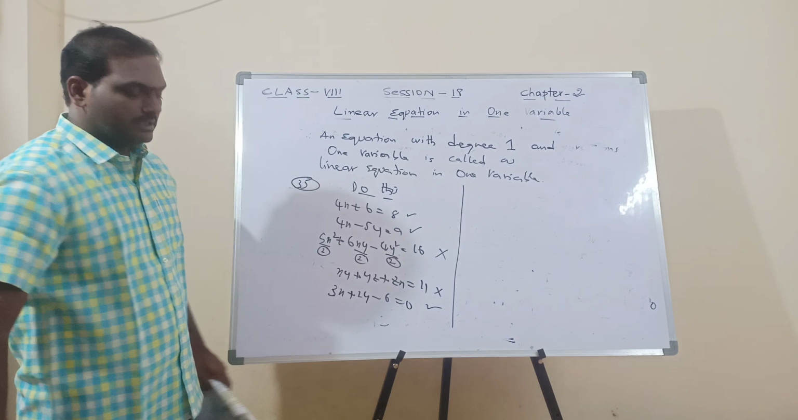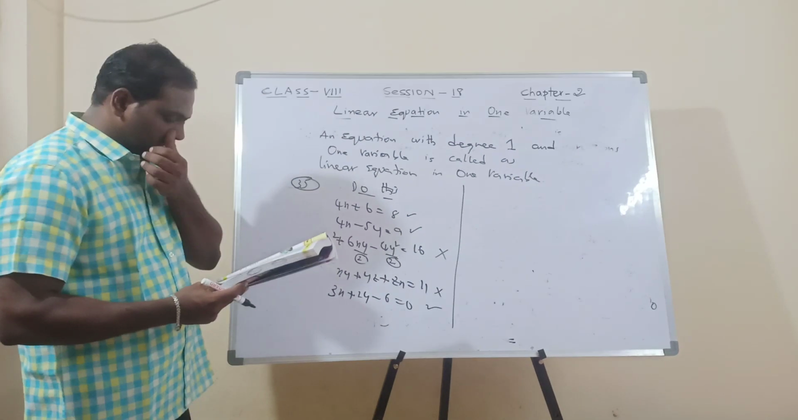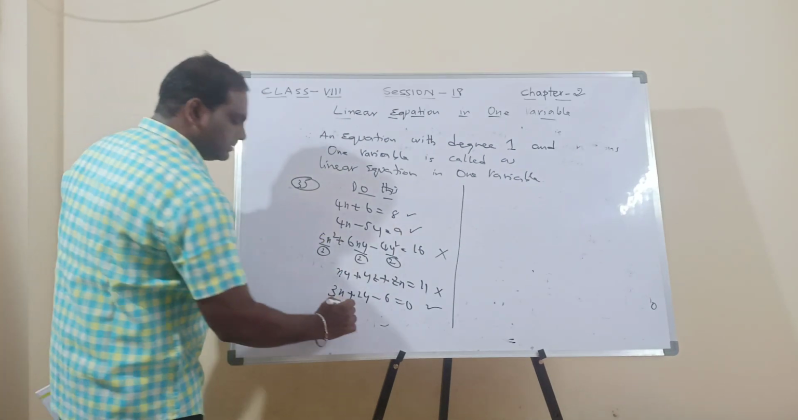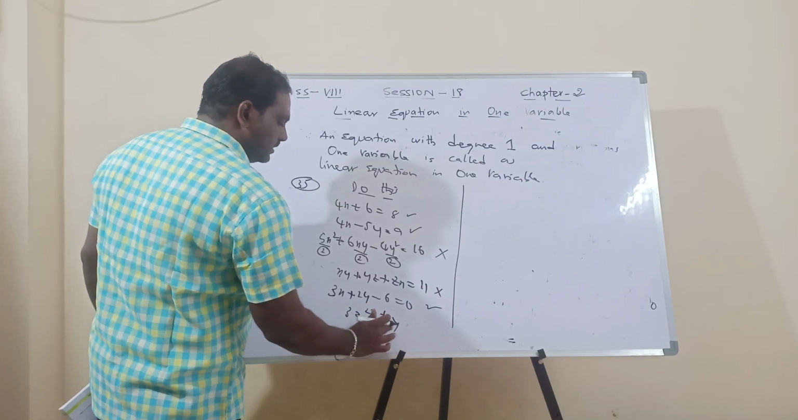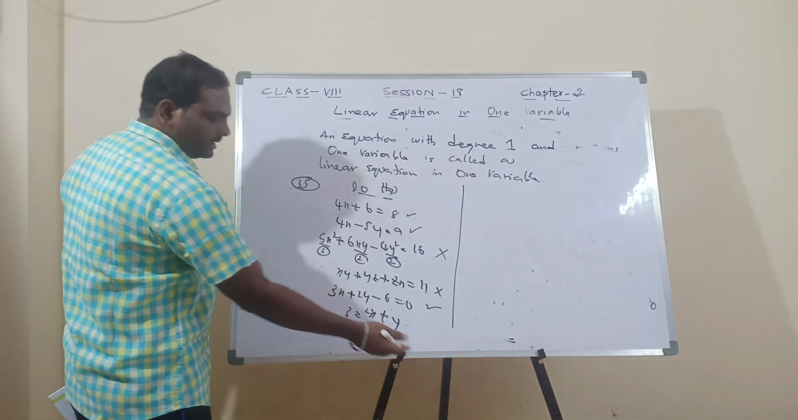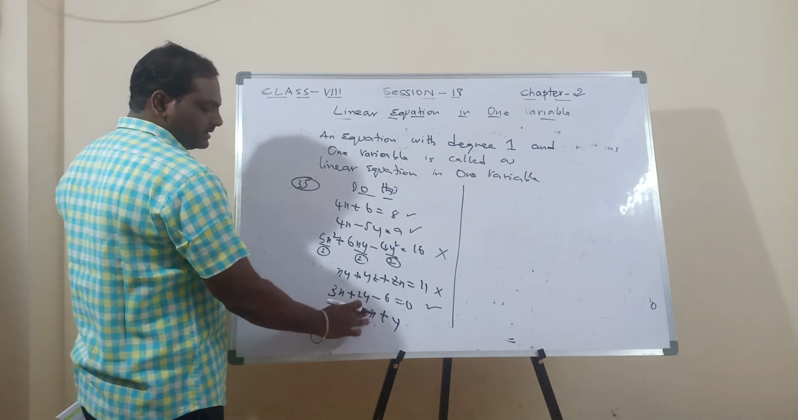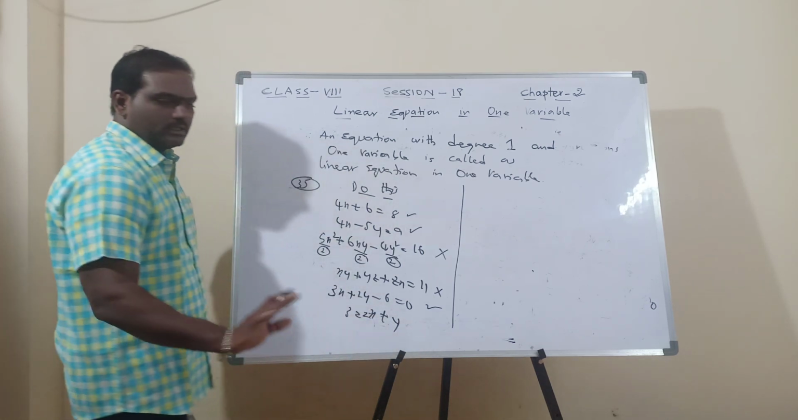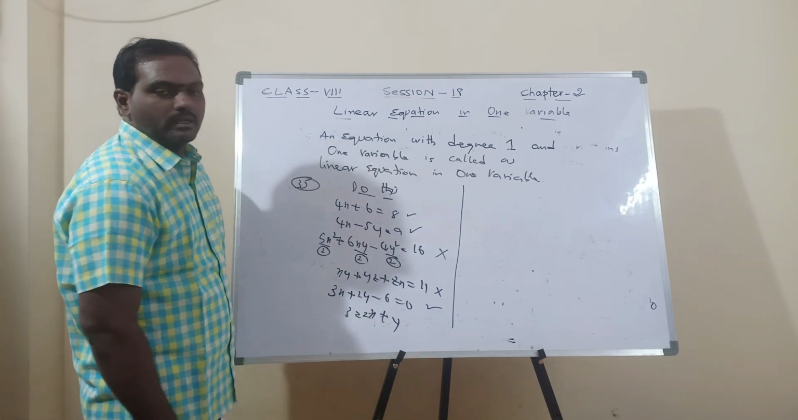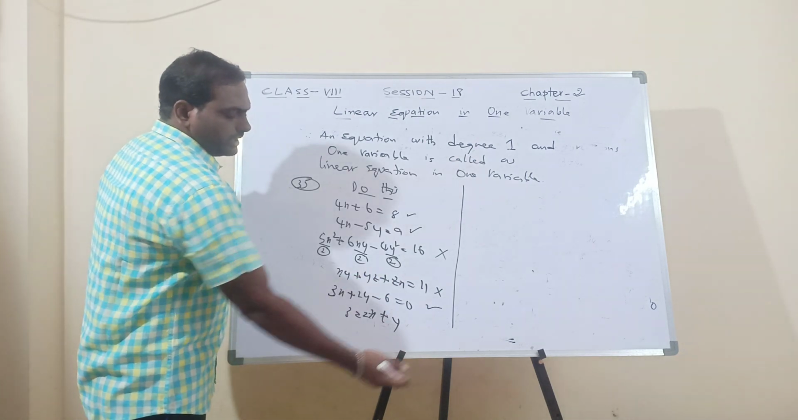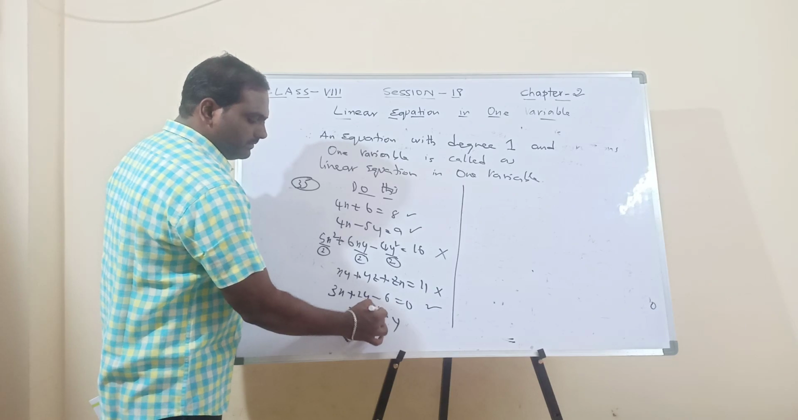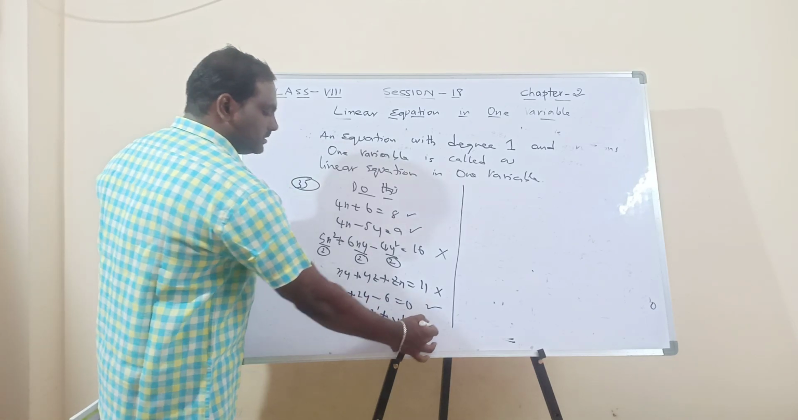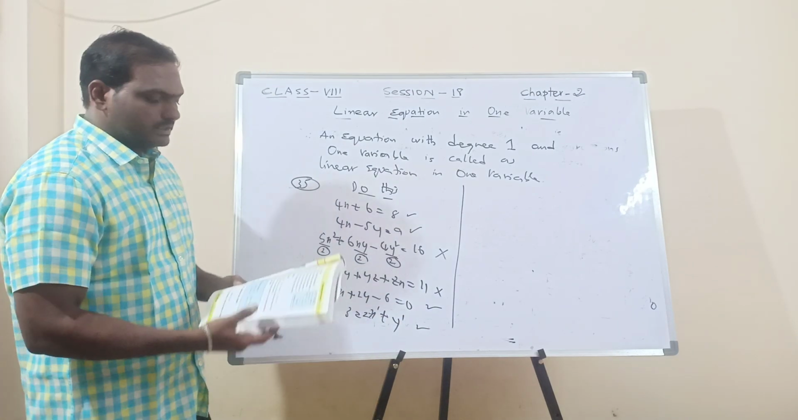Otherwise, don't add. Then next, 3 is equal to 2x plus y. You may ask that this is on the right hand side. Now the variable is on the right and the constant is on the left hand side, which means it's not an issue. The variables may be on the right hand side or on the left hand side, but we have to check only the powers. So therefore this is also a linear equation.